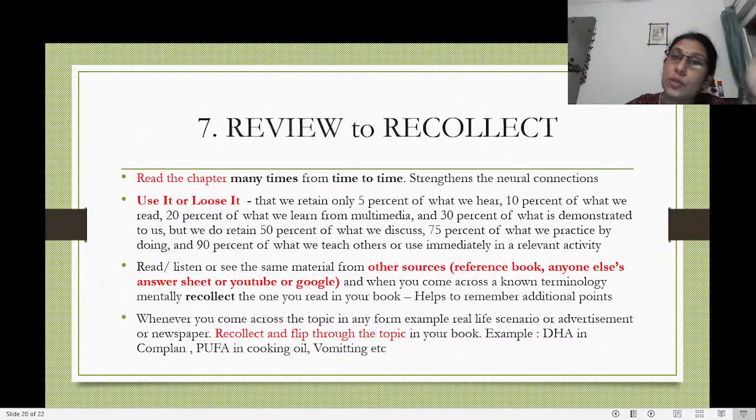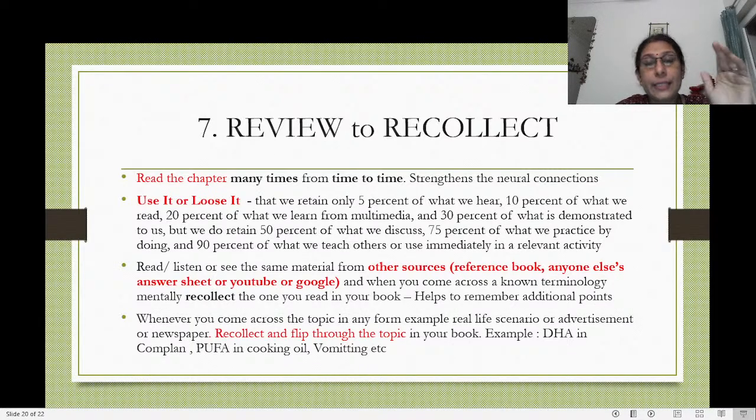So if something was not clear in the previous one, maybe in this material you will find it getting clear in the mind. So other sources could be books, it could be somebody else's answer sheet, it could be a YouTube video, it could be Googling it out, or it could be going to the library, it could be anything. And it also helps you to get some additional points which you can add in your answers and score some extra marks.